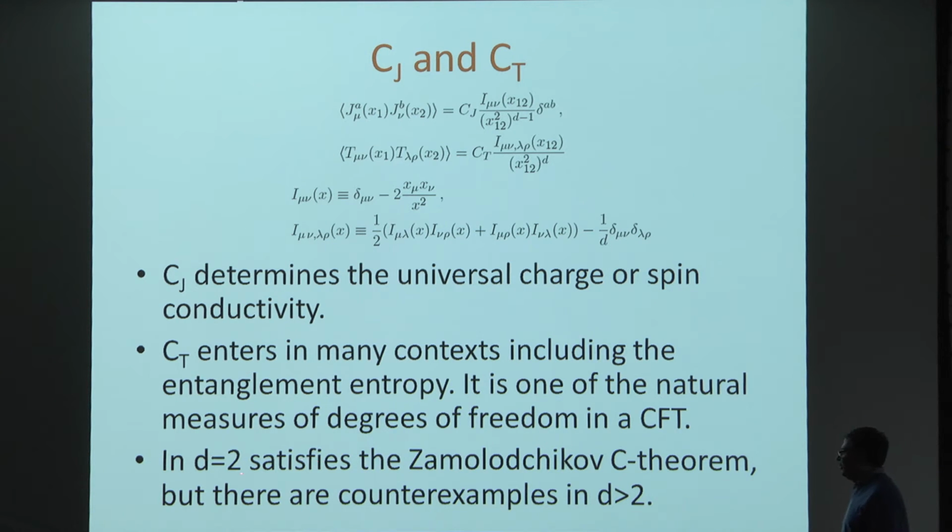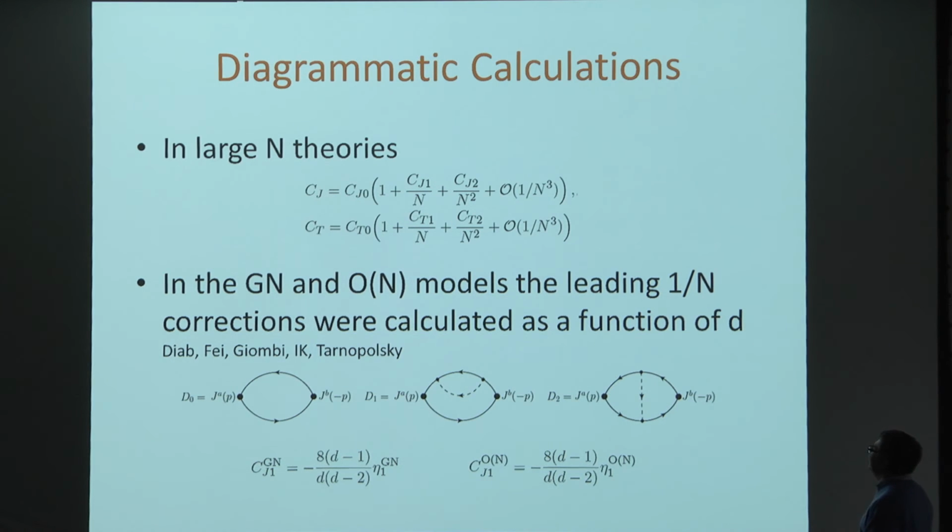For example, in D equals 2, it's just the c of the c-theorem. But once you go above 2 dimensions, it's no longer an anomaly. It's still an invariantly defined normalization of the TT two-point function. There is no freedom in changing the normalization of T_mu nu because it's fixed by the Ward identity. So suppose you want to compute these quantities. Turns out it's a little harder, but still quite doable.